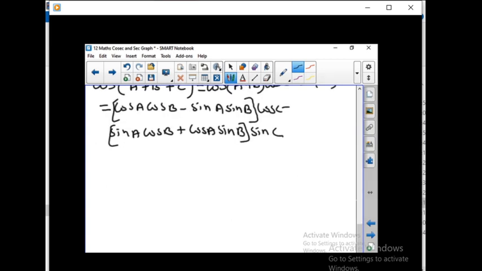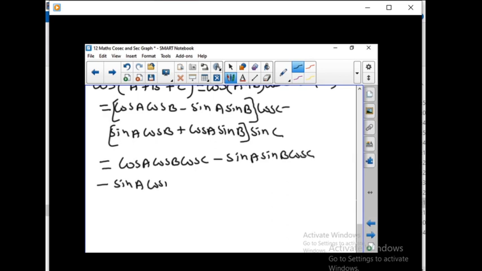So, now we have to multiply each term, first term with cos c. So, cos a cos b cos c minus sin a sin b cos c. Then sin c we are taking inside. So, minus sin a cos b sin c, plus becomes minus here. Okay, we are having minus outside the bracket. So, minus cos a sin b sin c.